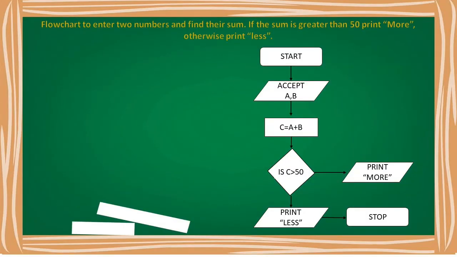Here is the flowchart to enter two numbers and find their sum. If the sum is greater than 50, print more, otherwise print less. So here is the flowchart. You can see the example.